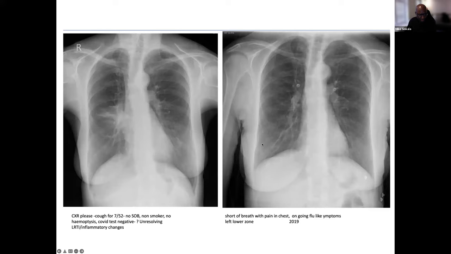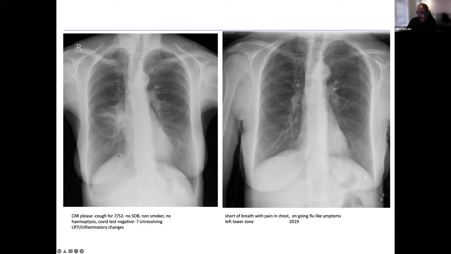In this patient who presented in 2019, on the right here, everything seems to be quite normal. They presented this year, and then you can see that the right hilum is very thick. It is white, and it has been pulled down towards the lower part.